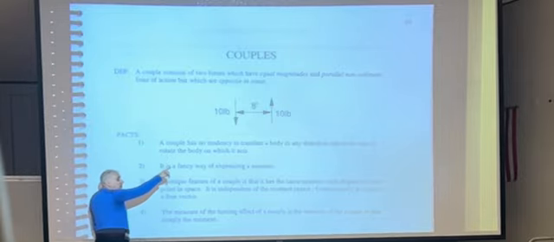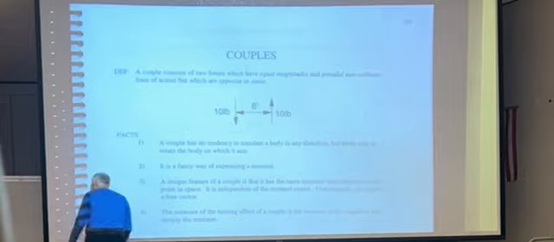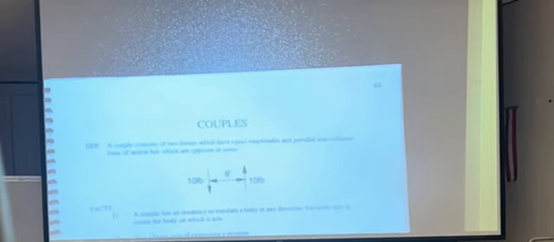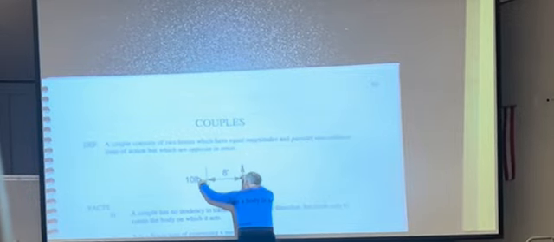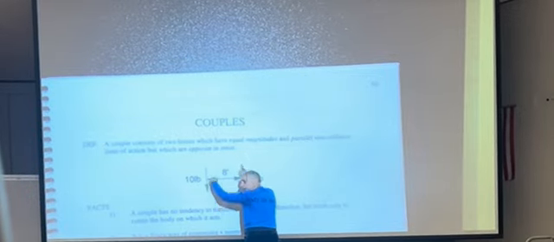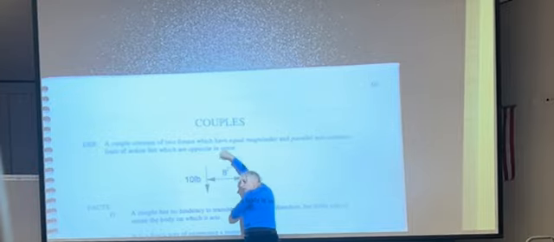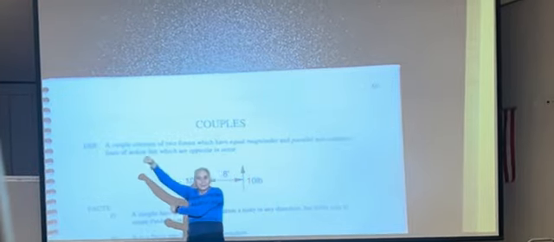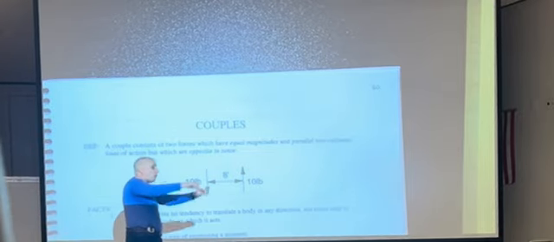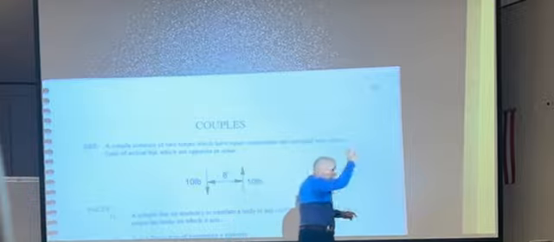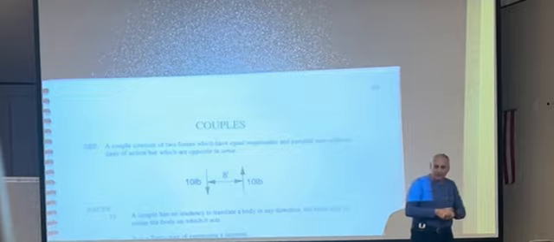But what it does cause is a rotation. Grab the arrows of the couple. I'm grabbing this arrow and I'm grabbing that arrow. Pull down, pull up. What do I have? A counterclockwise rotation. So what you're telling me is a couple is nothing more than a fancy way of saying moment. Yes. That's all it is.